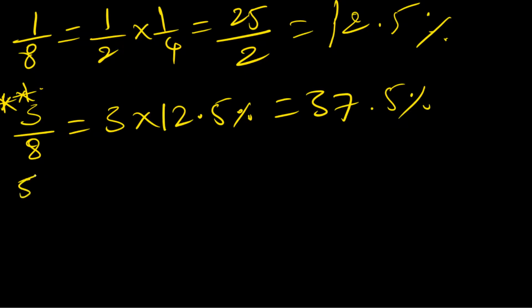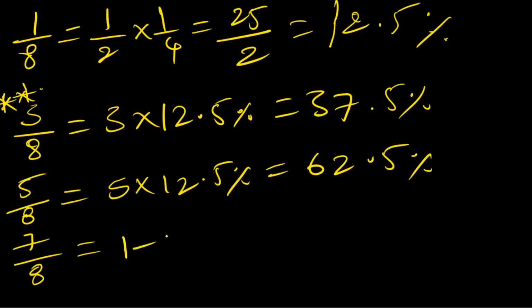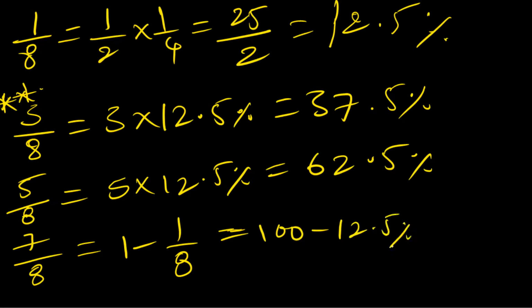Next to go for 5/8. This is 5 into 12.5%. Go for 7/8. Simply 1 minus 1/8, 100 minus 12.5%, 87.5%.